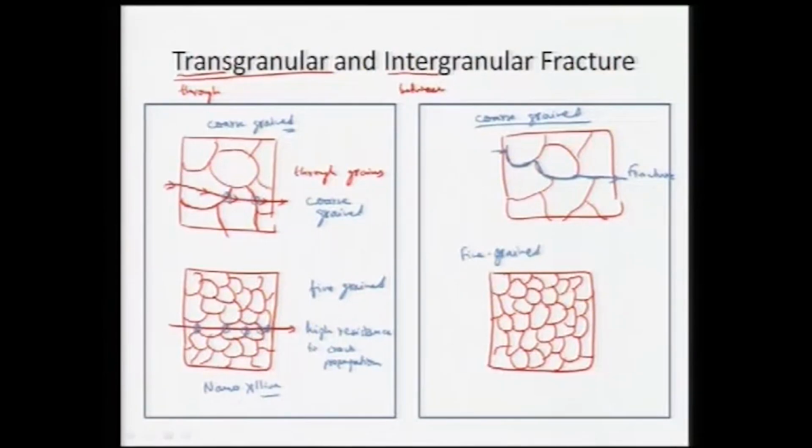nanocrystalline material, the crack will initiate at one point and it will start following the grain boundary, following the way it can, and maybe somewhere it will finally fracture. So, in this case we can see that the crack path is very tortuous, and it means that the crack has to change its path very dramatically.